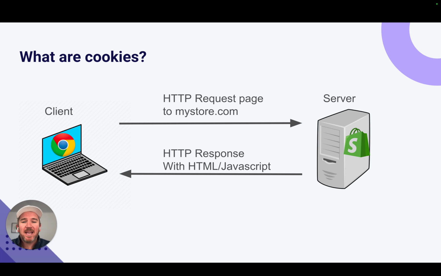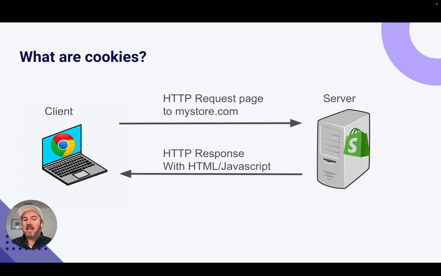So the client makes an HTTP request. In this case, they go to the page mystore.com, and that results in an HTTP request from the client made to the server mystore.com. Now, in our case, for Shopify, our servers are managed by Shopify. So the Shopify code says, someone wants the page mystore.com. Return an HTTP response with the HTML and JavaScript required for the browser, in this case Chrome, to render mystore.com. That is what happens here.